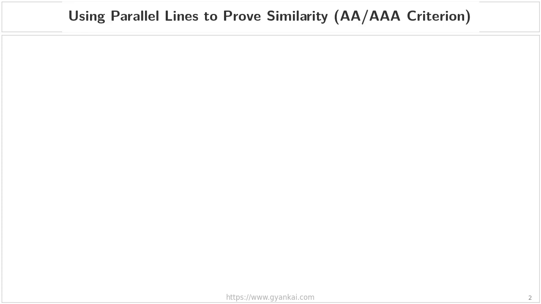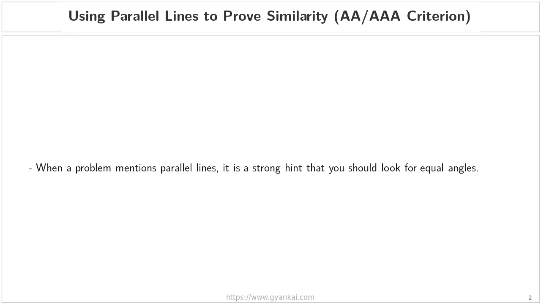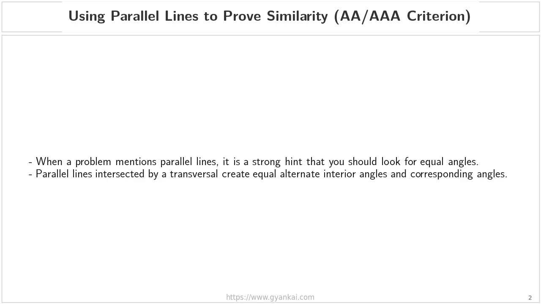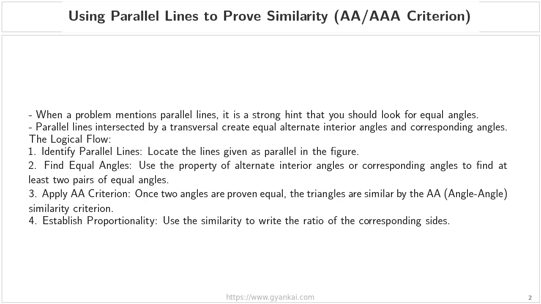Using parallel lines to prove similarity, AA criterion. Whenever you are reading a geometry problem and you see the words parallel lines, I want you to take note immediately. This is a massive hint from the examiner that you should be hunting for equal angles. You see, when parallel lines are intersected by a transversal line, they create specific patterns, specifically equal alternate interior angles and equal corresponding angles. To solve these types of problems systematically, I want you to follow this logical flow.